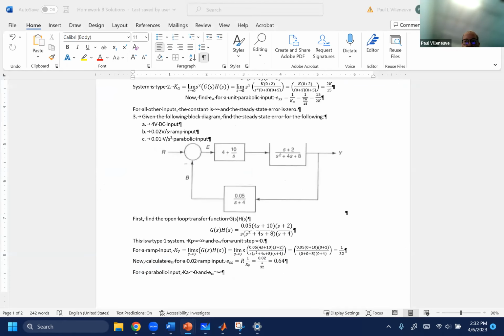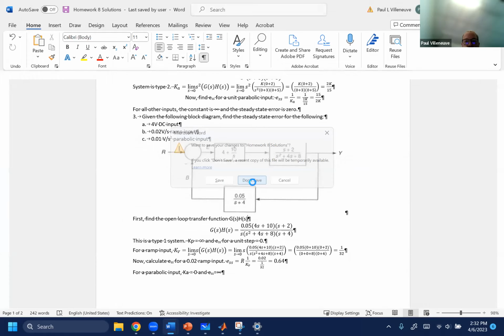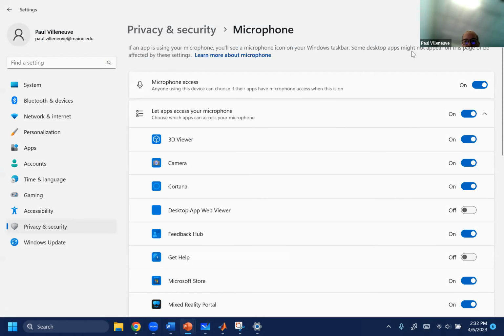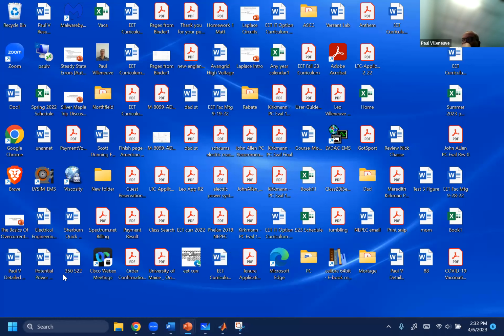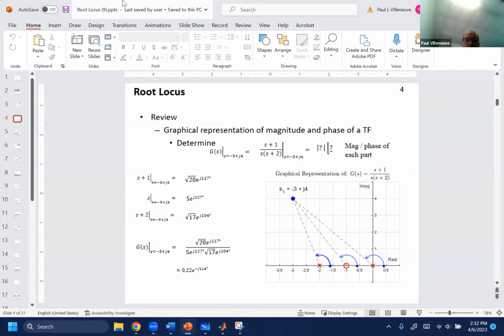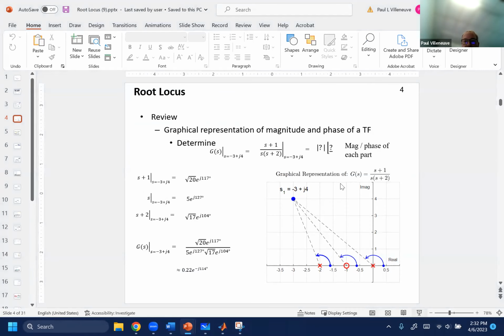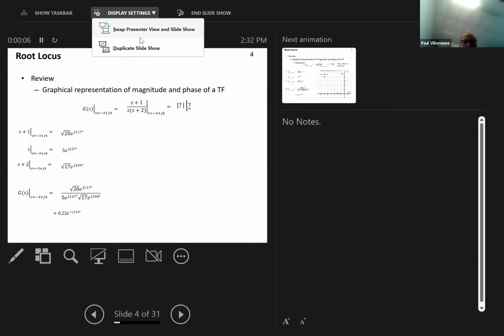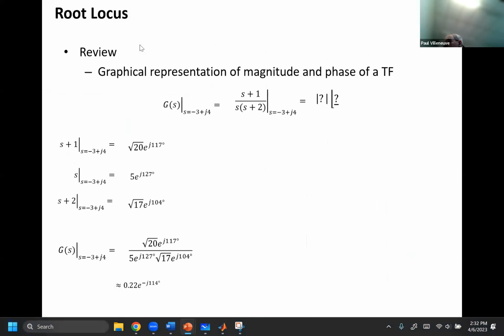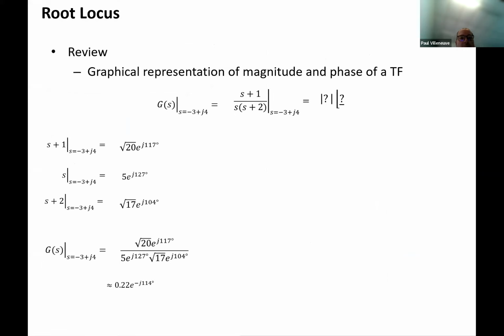Let's get back to root locus. Okay, so the last slide, we did a bunch of work to get everybody up to speed on how to do rectangular and polar math, which is vector math essentially, to simplify it.